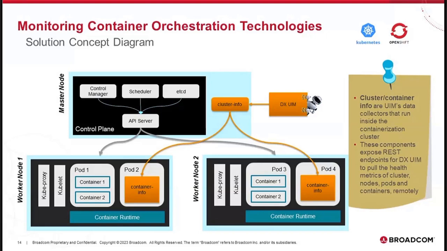The way DX UIM collects the metrics after deploying these two images is that the cluster info exposes a set of REST APIs, and DX UIM hits those REST APIs through the REST-mount probe, pulls the data into the database, and then brings it back for processing, showing analytics, and creating the trend charts, which I'm going to demo in a minute. So this is a very high level overview of a kickstart to get into monitoring through DX UIM for container orchestration technologies.